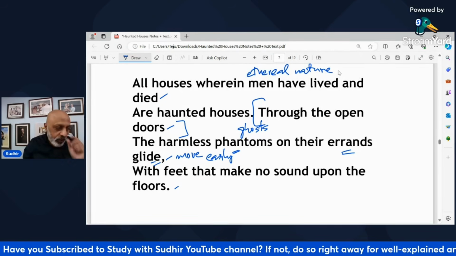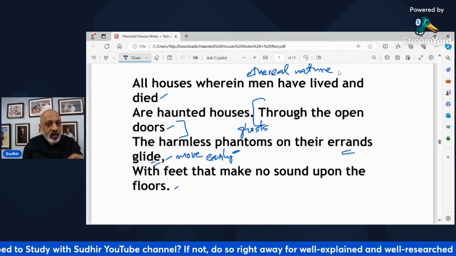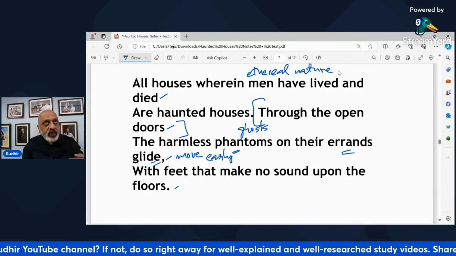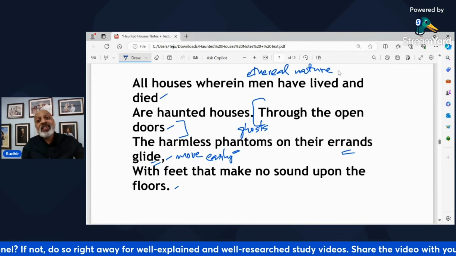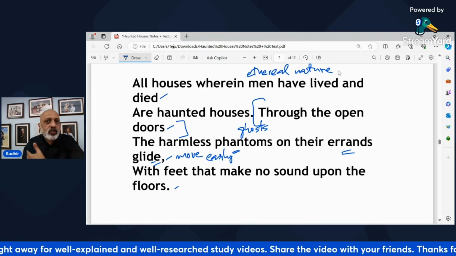Very ethereal nature. And open doors also conveys openness, but open doors also conveys a sense of vulnerability, but essentially a sense of freedom.